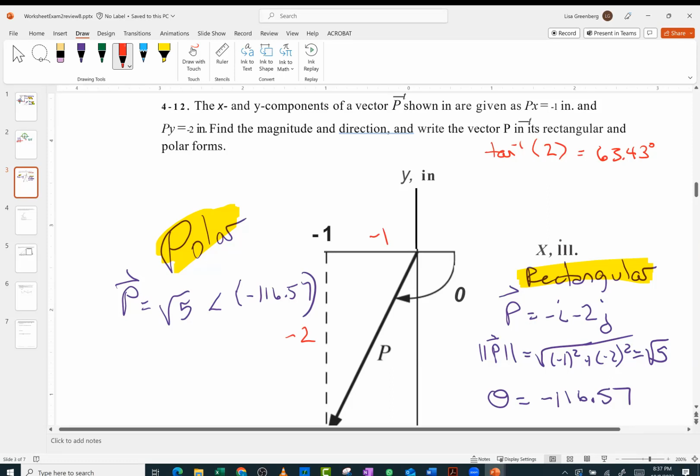So that's why you need to understand. I added it to 180, and then I got 243. Say it one more time. I added the 63 to 180, and then I got 243, and then I subtracted that from 360. 243 would work. If I have this plus 180, I get 243.43. And if I subtract that from 360, I'll get 116.57. Yeah, I would get the same thing.